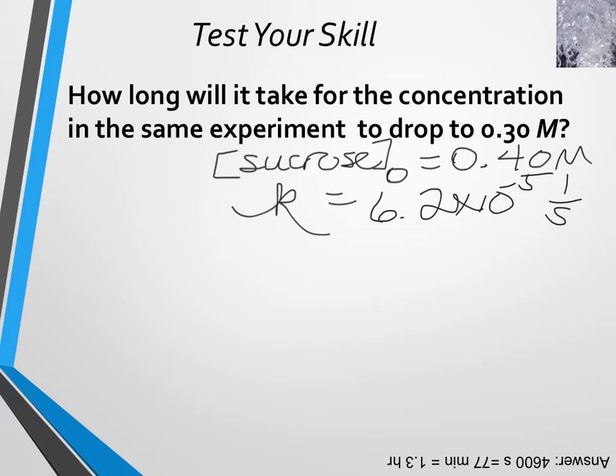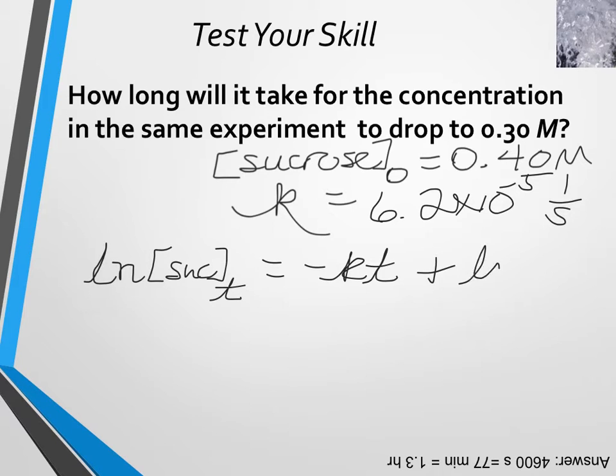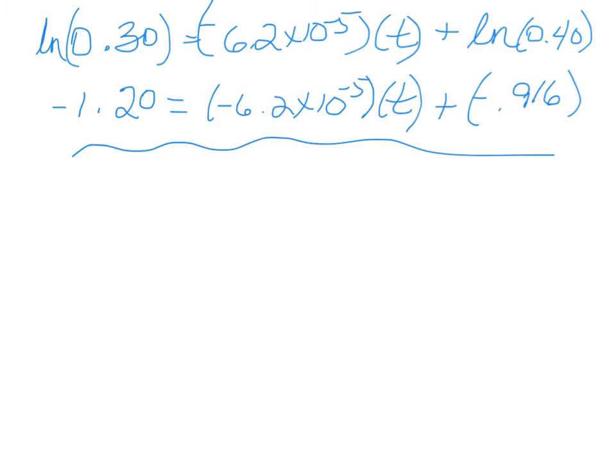And I'll just go ahead and write out the first order integrated rate law for you too. So it's natural log of the concentration of sucrose at time t, that's what you're solving for, equals minus k times the time you're talking about, plus the natural log of the initial concentration of sucrose at time 0. Okay, go ahead and plug in, see if you get it right, and then check your answer.